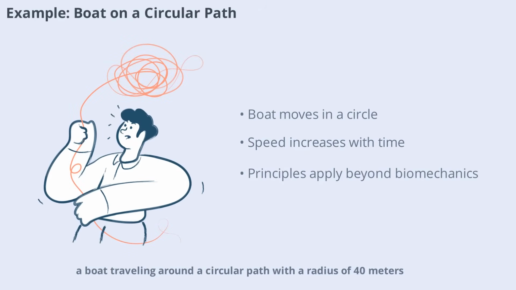Let's look at another example, a boat traveling around a circular path with a radius of 40 meters. The boat's speed increases over time, following the equation v equals 0.0625 t² meters per second. At a specific instant, say t equals 10 seconds, we can calculate both the velocity and the acceleration of the boat. This example shows how the same principles of angular and linear acceleration apply to different contexts, not just human movement.